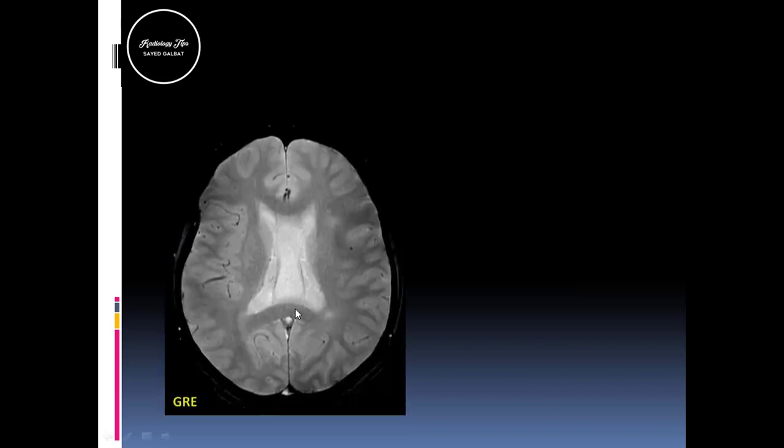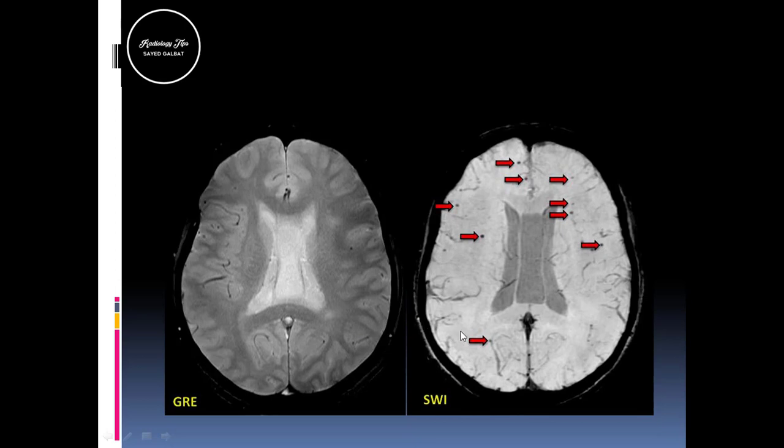For example, if you look at this gradient weighted image, it looks normal with no significant abnormality. But if we look at the SWI image, you can detect multiple areas of blooming artifacts. Going back to the gradient weighted image, maybe you can see, retrospectively, this focus only, while the other foci are not visualized.